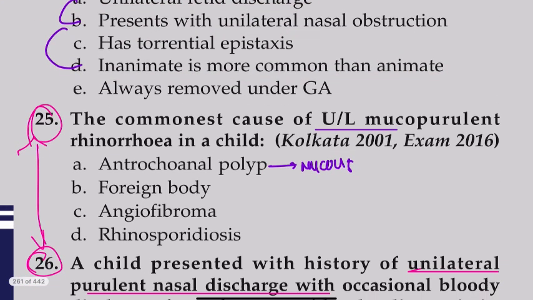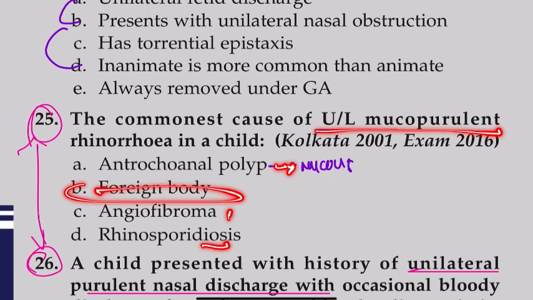The most common cause of unilateral mucopurulent rhinorrhea in children is what? Mucopurulent unilateral, that is foreign body, right? Antrochoanal polyp will mainly present with unilateral nasal obstruction, right? If nasal discharge is there, it will be mucoid, not mucopurulent. Talking about angiofibroma, it presents with repeated torrential or profuse epistaxis in a pubertal male. Talking about rhinosporidiosis, it presents with epistaxis and a mulberry nasal mass.